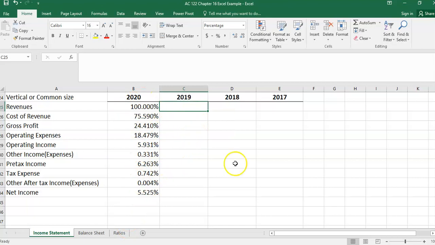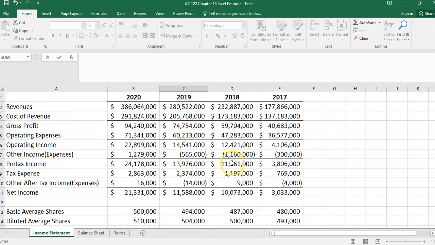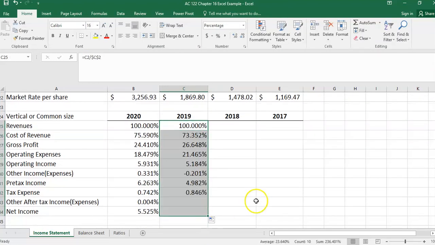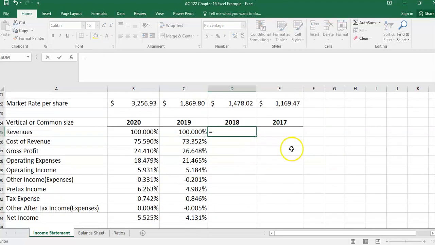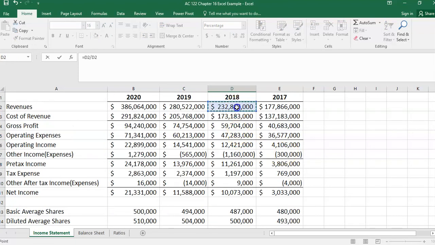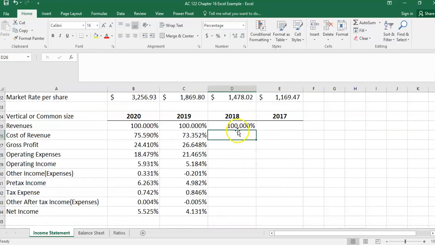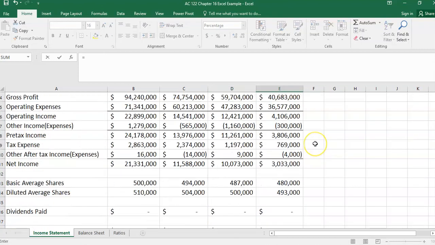We have the information for 2020, get the information for 2019, revenues divided by revenues, lock our denominator cell, and copy down for 2018. And 2017.